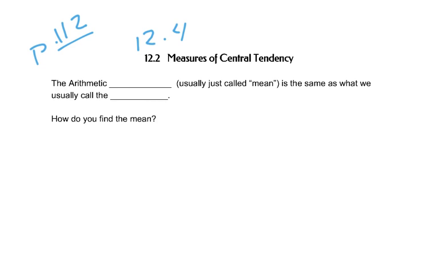In this last section, 12.4, we'll look at measures of central tendencies. This is a little bit of basic statistics and how we measure numbers. We're on page 112 of your workbook.